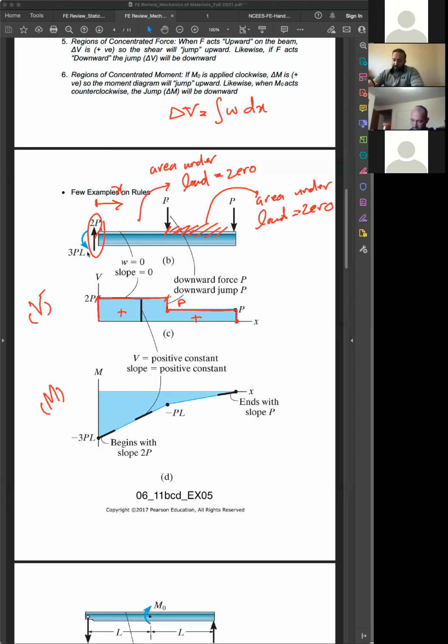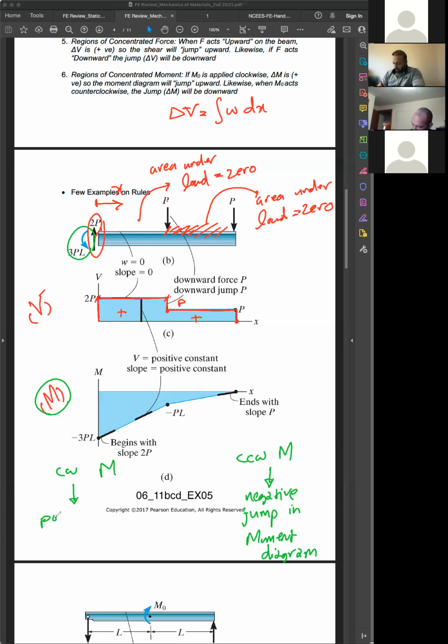I start from left to right. There is a concentrated moment, so it will cause a jump on the moment diagram. You have 3PL. It is counterclockwise. So counterclockwise moment leads to a negative jump in the moment diagram. Clockwise moment, positive jump in the moment diagram.